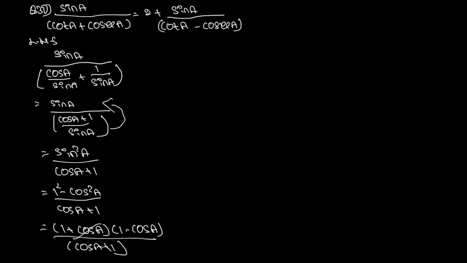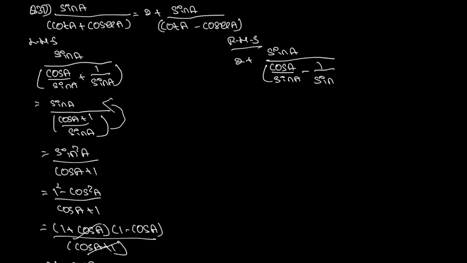Here cos A plus 1 gets cancelled. So our remaining value is 1 minus cos A. As of now, this is our simplified LHS value. Let's go with our RHS. Here also, convert this in terms of cos and sine. Here we have 2 plus sine A by cot, which can be written as cos A by sine A, and this cosecant can be written as inverse of sine A.